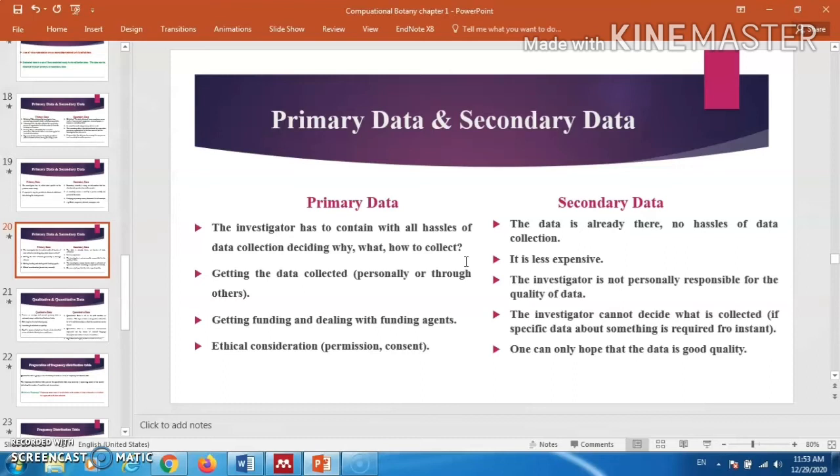Means you have to go there yourself, then you have to take the photographs, you have to take the readings, you have to put the names of those particular plants, their families, so many things like this. But before starting your survey, you have to do some type of homework on how you can go there.